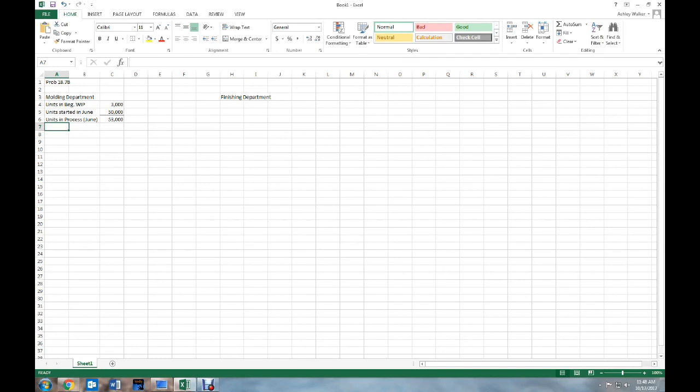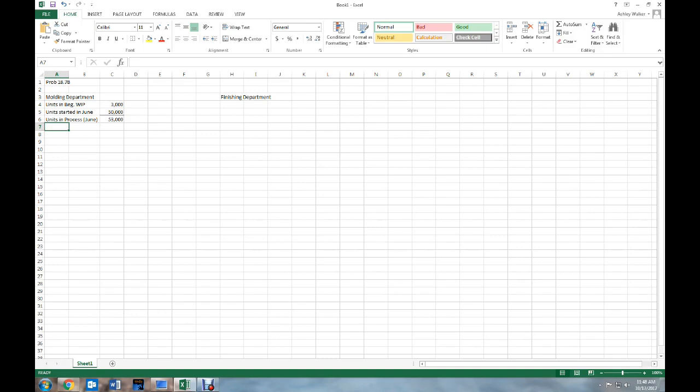So we have two departments. Again, this is problem 18.7b and it is on page 837 of your textbook. We have the molding and finishing departments. We are going to add direct materials and conversion throughout the month at different rates, and then we have the information for each department below. We need to complete the following requirements for the molding department. We're going to prepare a schedule showing units started and completed first, so let's work on that first.